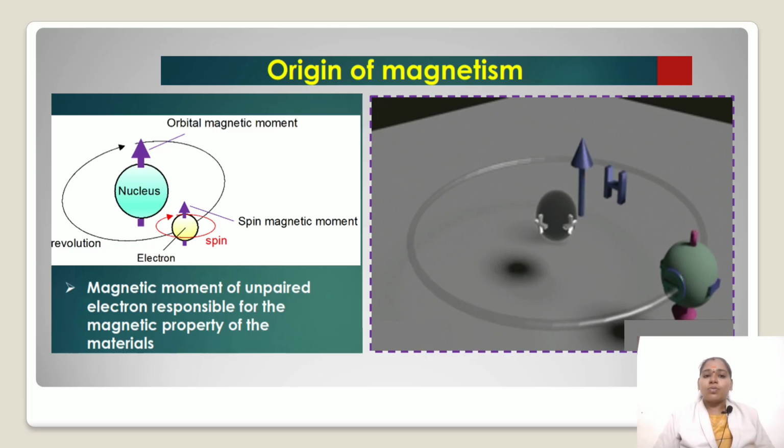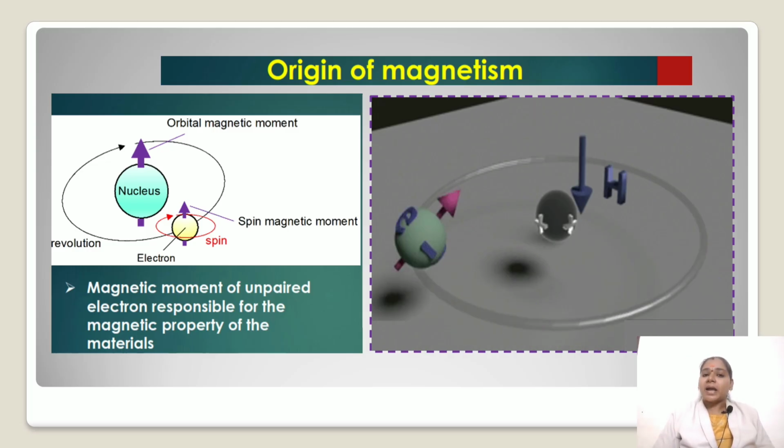Then another one, the spin magnetic moment. Electrons also spin around their own axis, indicated by the red circular arrow. This spin motion produces an additional magnetic field called the spin magnetic moment. The direction of the spin determines the direction of this magnetic field.